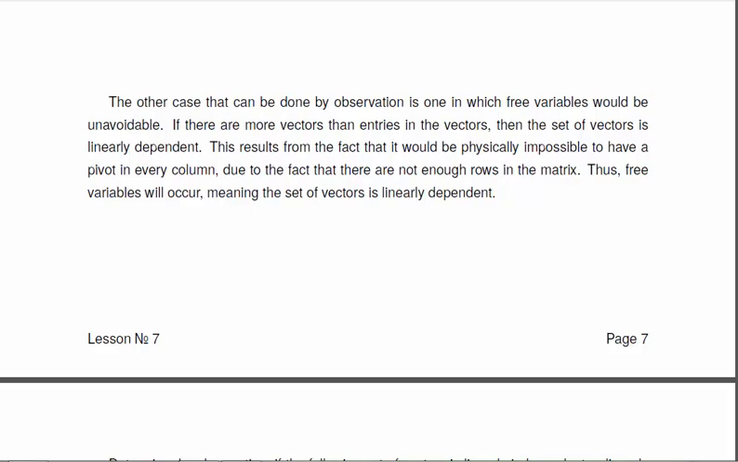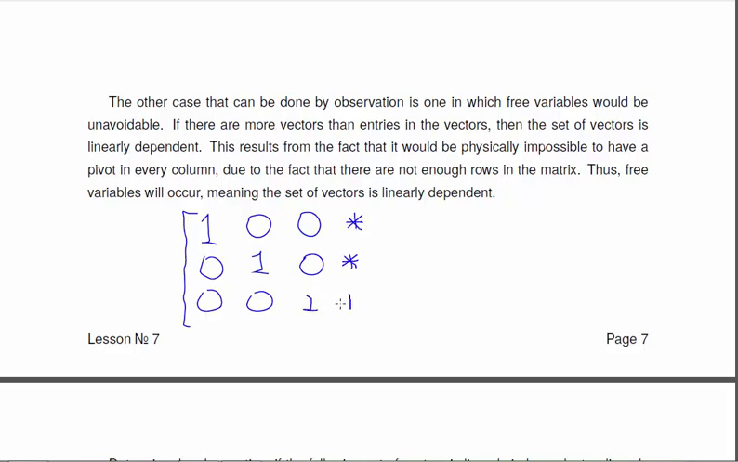The final case that can be done by observation: free variables are unavoidable. So if we have more vectors than entries, then the set of vectors is linearly dependent. So more vectors than entries means I have more columns than rows. So even if I have a pivot in every single row and no row of zeros, I still have this other column that's going to force a free variable. So anytime I have more vectors than entries in each vector, they will be dependent because it will be physically impossible to not have a free variable.